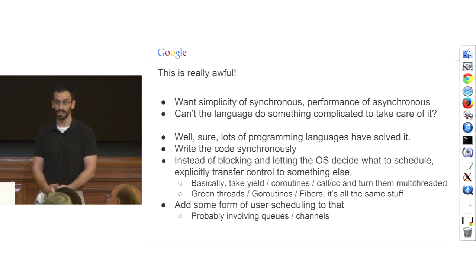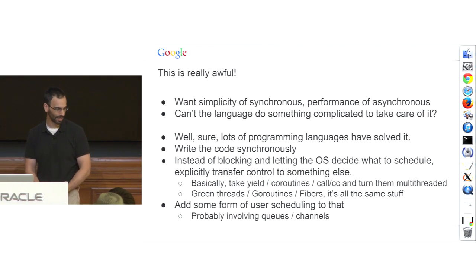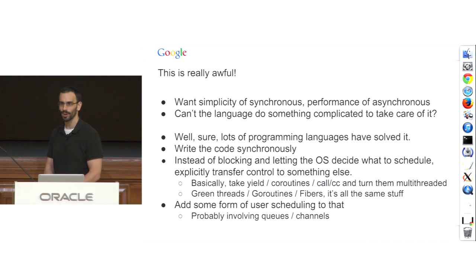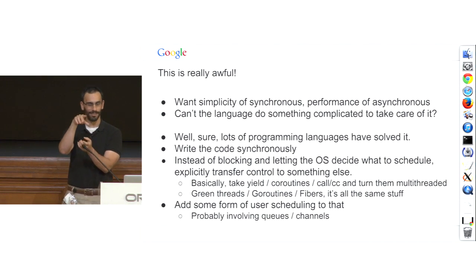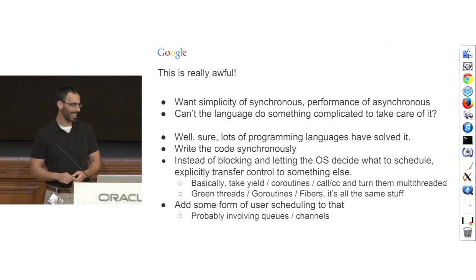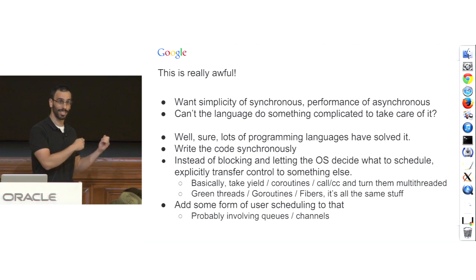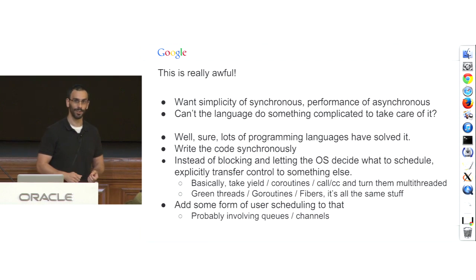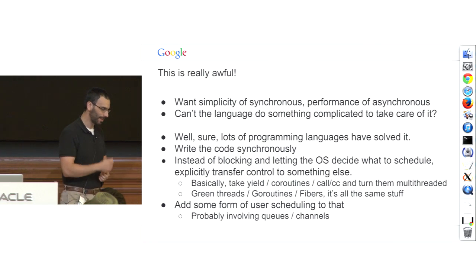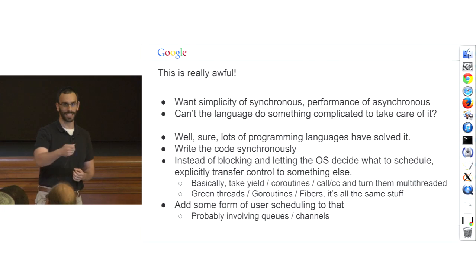You end up writing the code synchronously, more or less, and you implement continuations or coroutines or call/cc or yield return, and that gives you a little chunk of work instead of this great big thread stack. And then you sort of farm them out to a bunch of threads under the covers, and you call that a goroutine, or you call that a fiber, or whatever you want to call it. And then you add some form of scheduling mechanism to that.